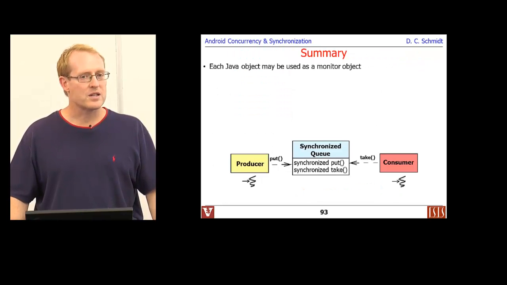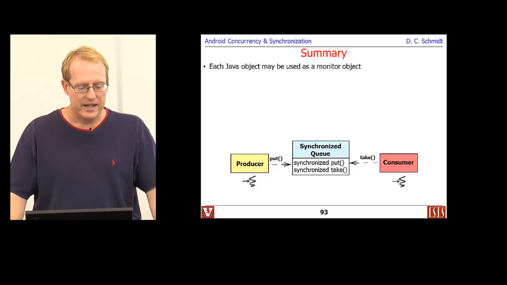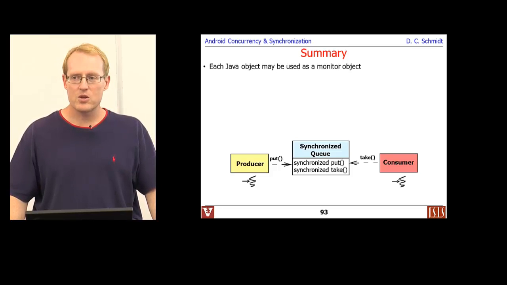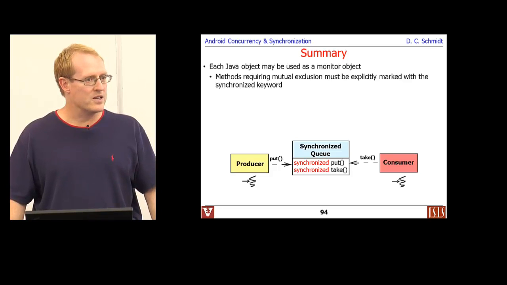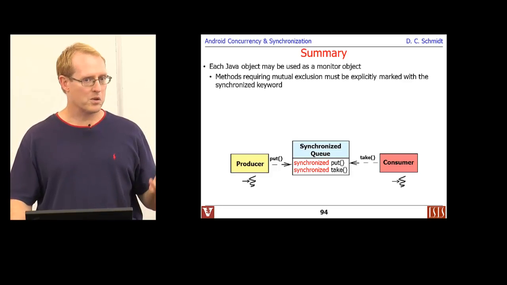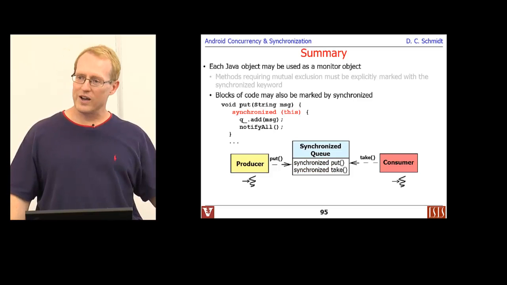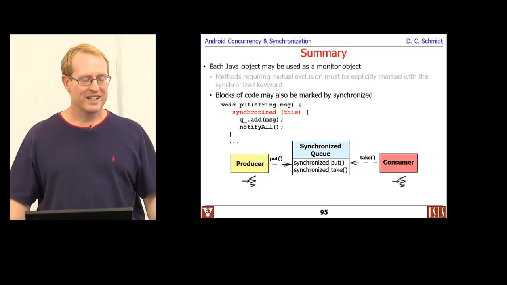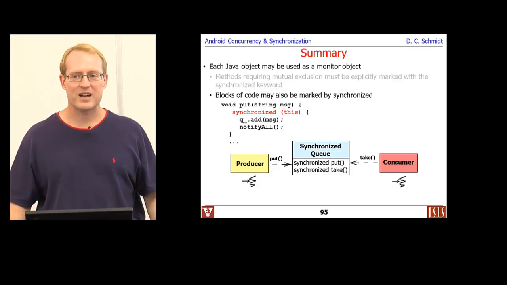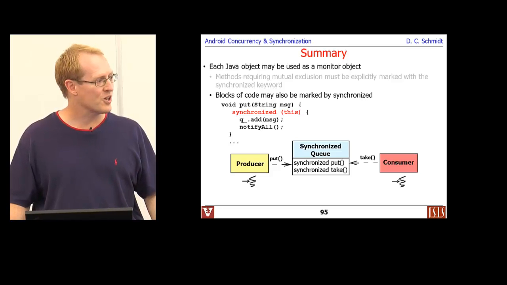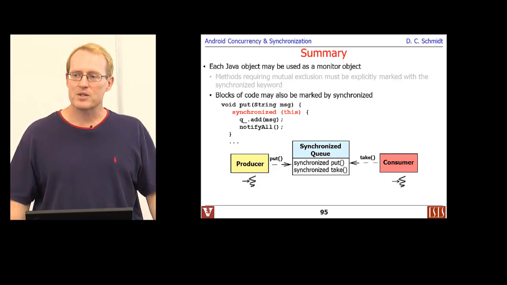OK, so to summarize this discussion, each Java object can be used as a monitor object. If you need to have mutual exclusion, then you have to mark them with the synchronized keyword, or use the synchronized block. Either of those things works to get the desired effect. What you typically find, by the way, and it's actually kind of instructive, take a look at the Android source code for some examples of this. Simple solutions typically use synchronized methods.